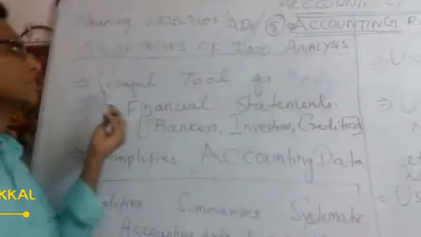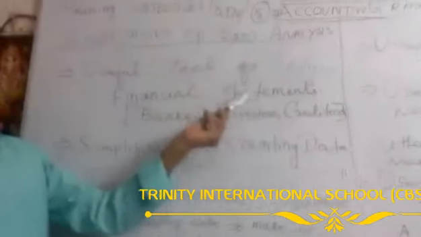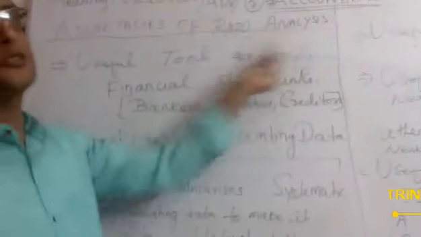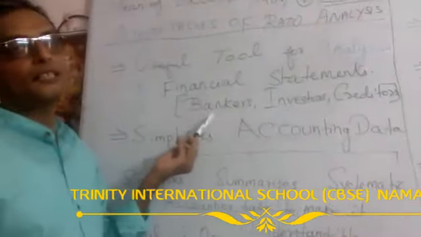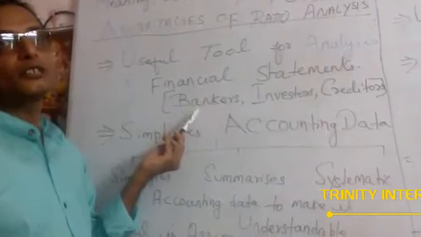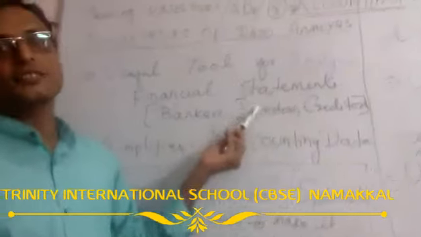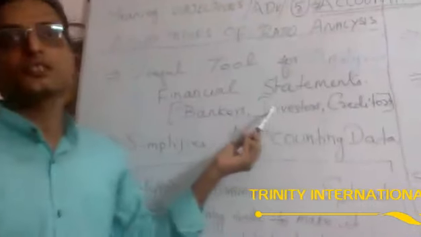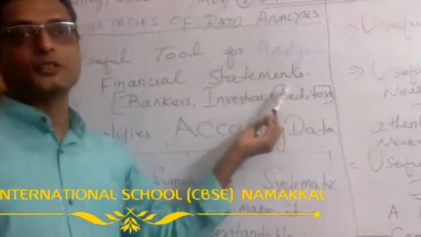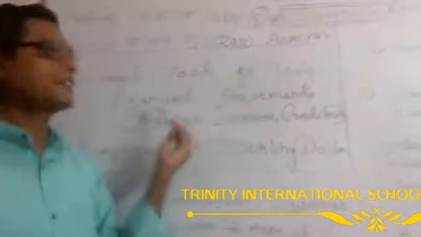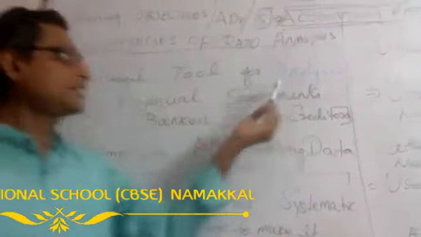The first advantage is that it is a very useful tool for analysis of financial statements. Okay, so based upon accounting ratios, we can analyze the financial statements. It is especially helpful for bankers. Bankers will see the statement through the accounting ratio and think about whether they have to provide a loan or not. Similarly, investors will think about whether to invest in the company or not. Then creditors can understand whether the company will be able to pay its debts or dues. Based upon the ratios, they get an idea of the company through accounting ratio techniques.